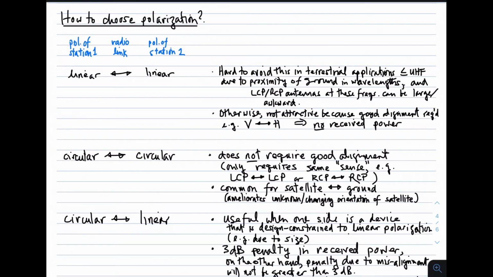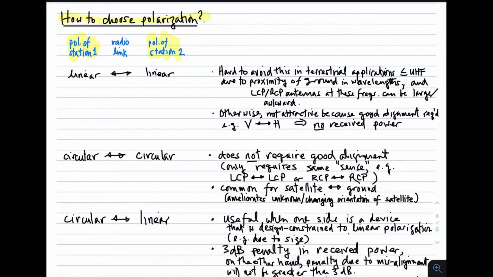Finally, in this lecture, let's talk about how to choose polarization. In other words, from the perspective of a systems engineer, what might you deem to be appropriate as the polarization state for the antennas on the two ends of a link? So, to discuss this, here in this column is the polarization state of station 1, one end of the link, and then the polarization of the antenna on the opposite end of the link, station 2.